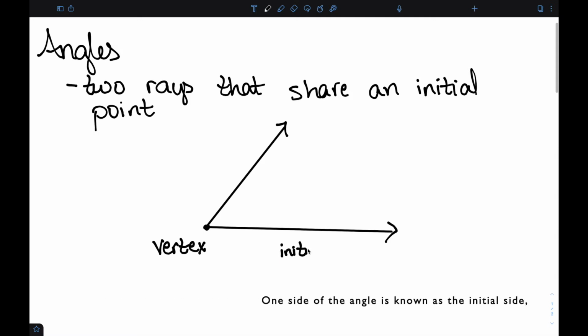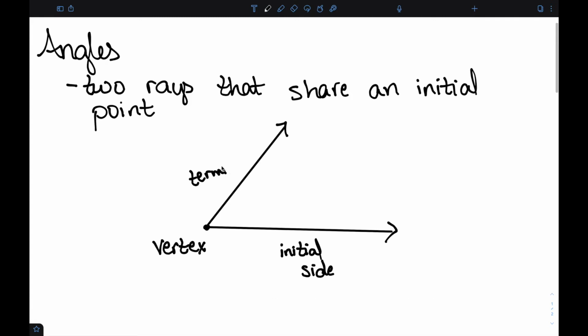One side of the angle is known as the initial side, while the other side of the angle, the other ray, is known as the terminal side.